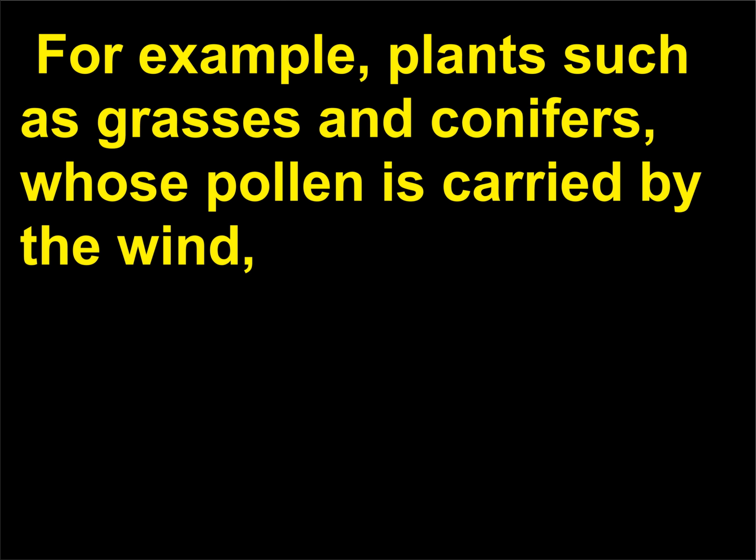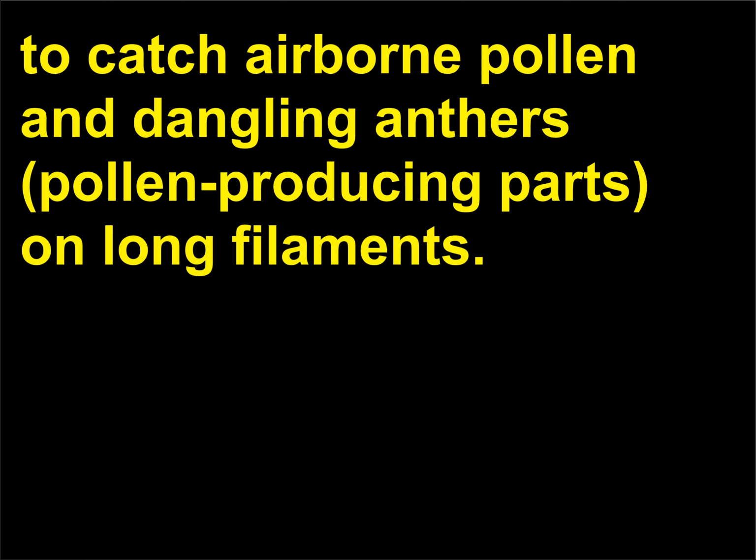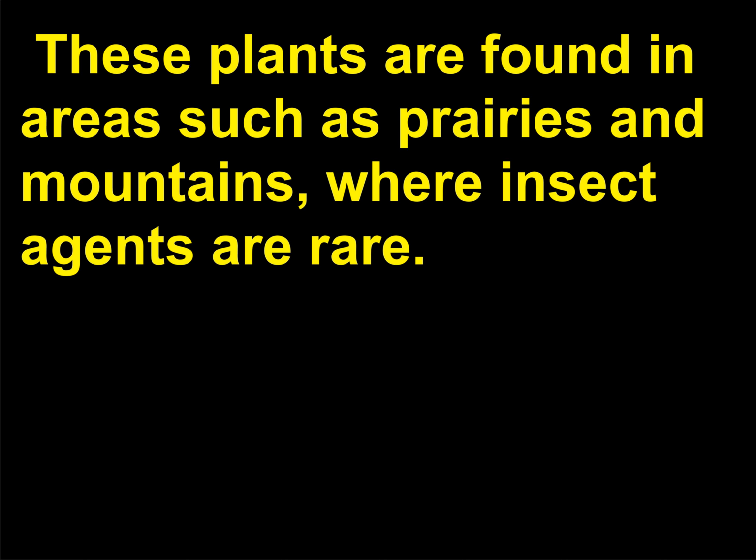For example, plants such as grasses and conifers, whose pollen is carried by the wind, tend to have a simple structure lacking petals, with freely exposed and branched stigmas to catch airborne pollen, and dangling anthers, the pollen-producing parts, on long filaments. This type of anther allows the light, round pollen to be easily caught by the wind. These plants are found in areas such as prairies and mountains, where insect agents are rare.